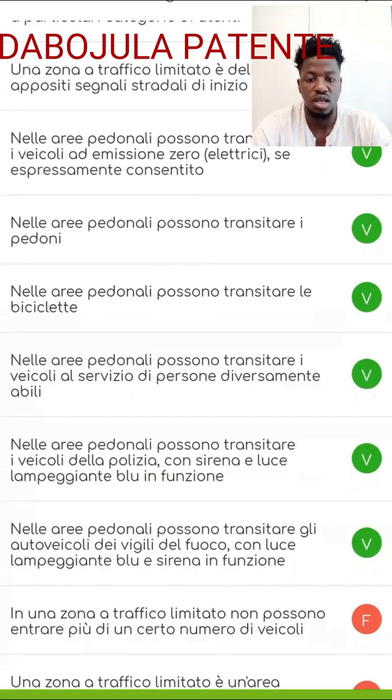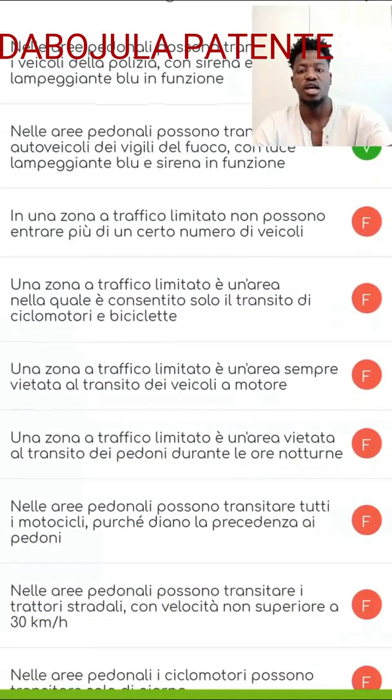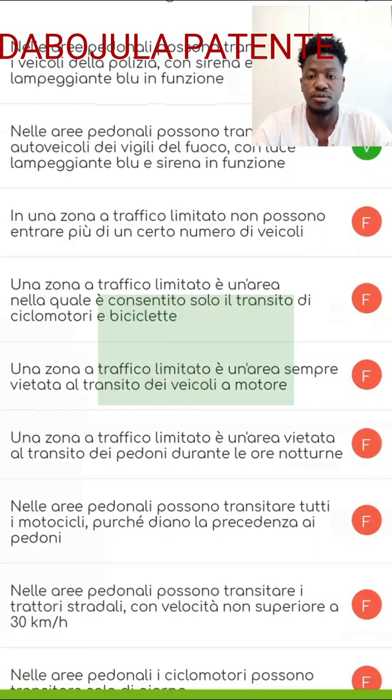Nelle aree pedonali possono transitare gli autoveicoli di vigili del fuoco con luce lampeggiante blu e sirena in funzione. Fire service vehicles are allowed to transit in pedestrian areas with blue flashing light and siren on. That is true. Now let's take a look at questions that are false that we might come across during the exam.